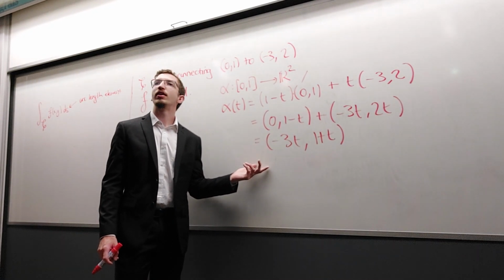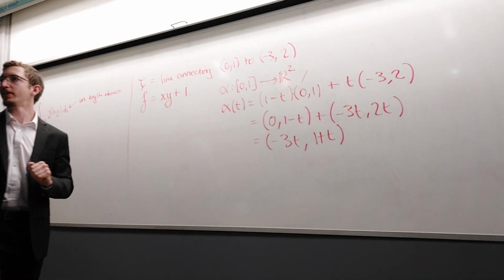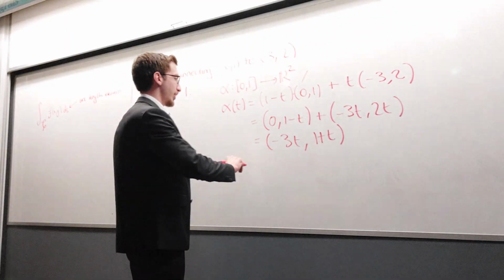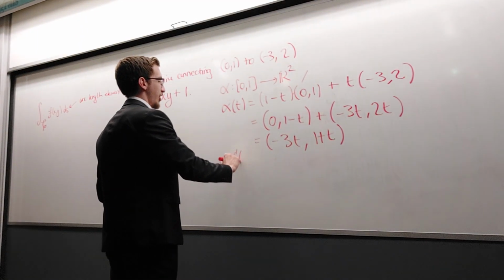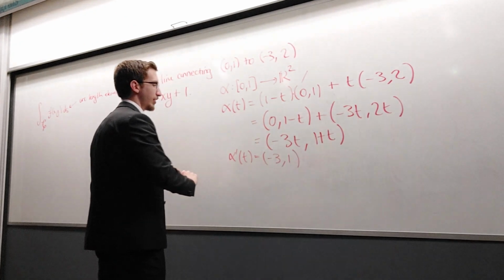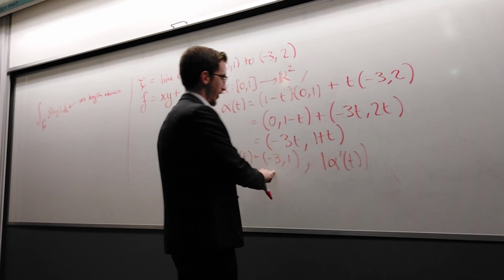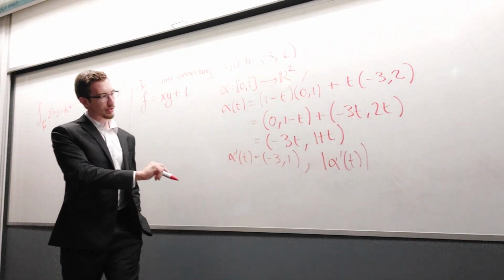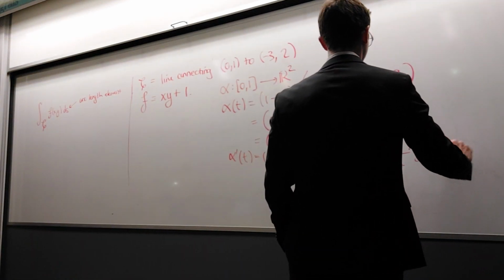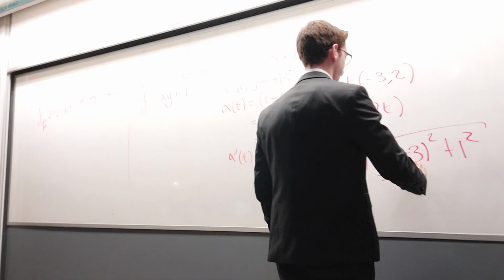You find the derivative of alpha. Just differentiate it and then calculate the norm of it, yeah? That's what we did, which is just minus 3, comma 1 is the differential. So alpha prime of t is minus 3, 1. The norm of that is the square root of minus 3 squared plus 1 squared, by Pythagoras. Minus 3 squared plus 1 squared, that's 10.